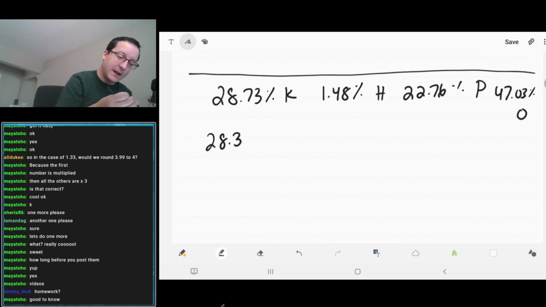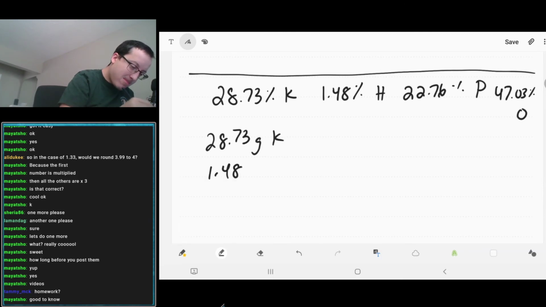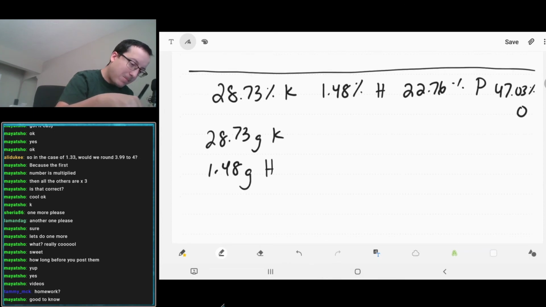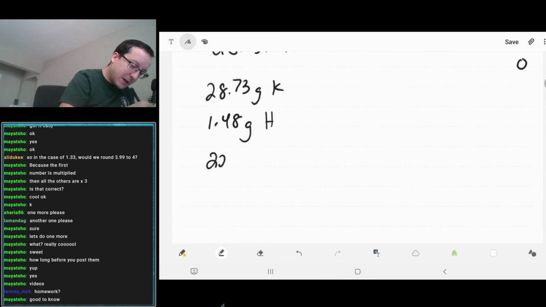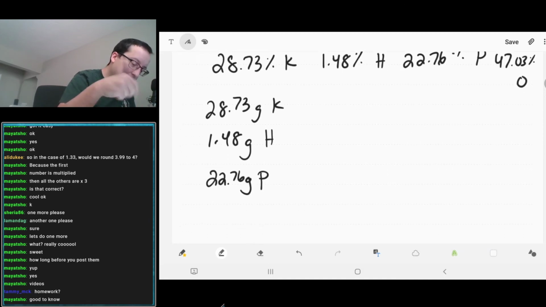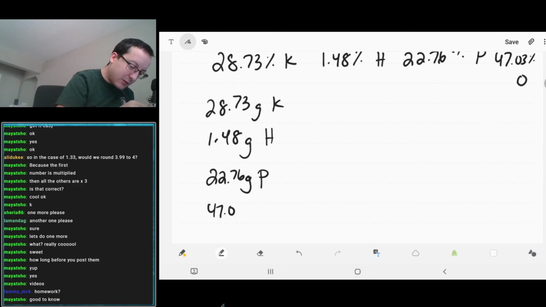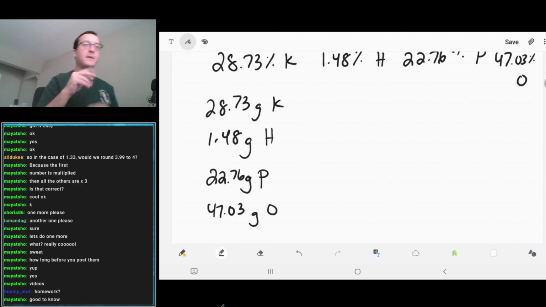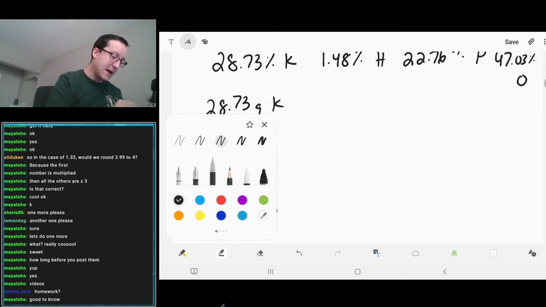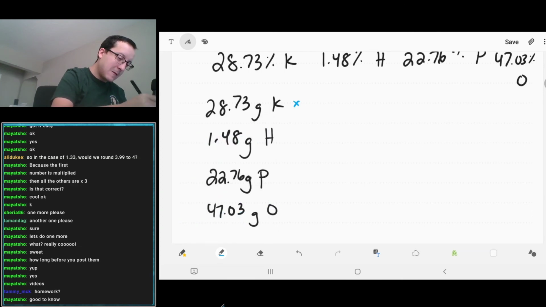Oh no, already I've made a mistake. Okay. What was it? 22.76 grams phosphorus and 47.03 grams oxygen. So hopefully this part does not have any questions. Just make them into grams. Hopefully you should not have any problems doing that.